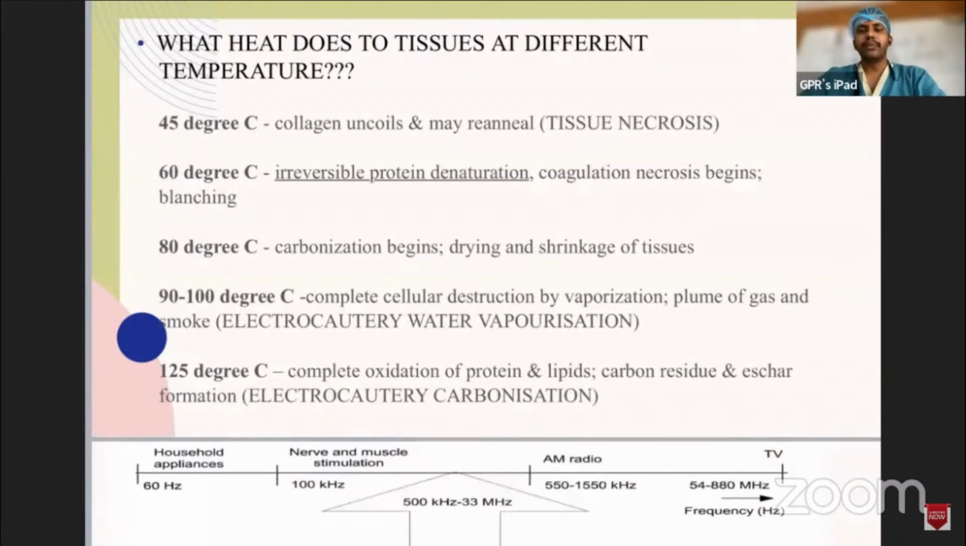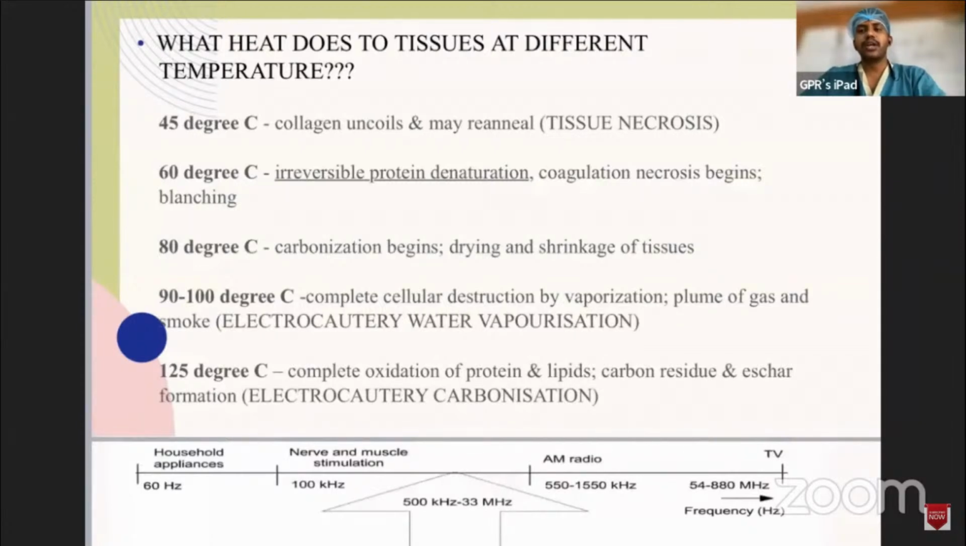The desired effect depends upon the grade of temperature; the result matters. When it is about 45 to 50 degrees centigrade, collagen uncoiling happens within the tissue, and the annihilation process happens, which leads to tissue necrosis. When the tissue is exposed above 60 degrees centigrade, irreversible protein denaturation happens, followed by coagulation necrosis, and blanching happens. At this stage it becomes irreversible; we cannot revert the tissue back.